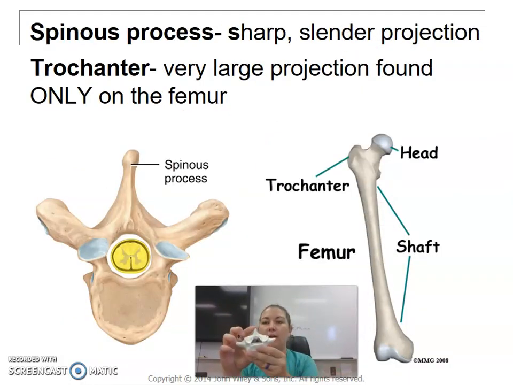A spinous process. These are the inferior projections on your vertebrae. And then the trochanter is only on the femur. It's this big guy right up here. It's the attachment point for a lot of those hip flexor muscles.